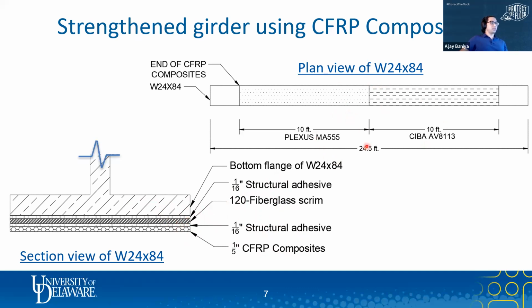On the plan view, we can see that the span of the girder was about 25 feet, and the overall length of the CFRP was 20 feet. It's important to note that 2 different types of structural adhesives were used. The northern half of the CFRP was attached using Plexus MA55 structural adhesive, and the southern half used SIVA AV8113 structural adhesive.